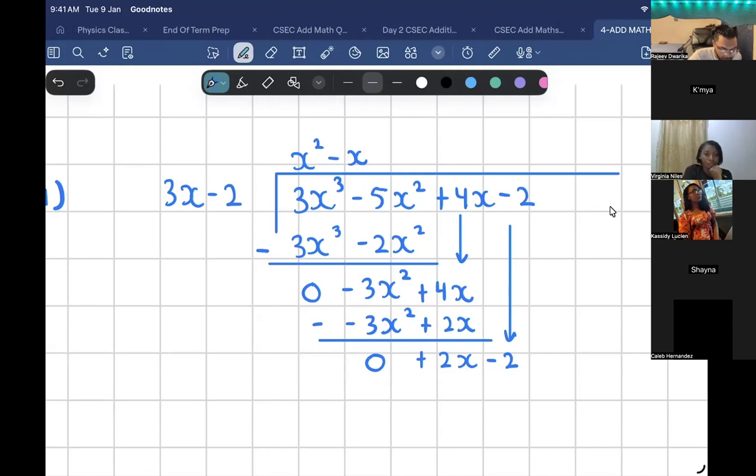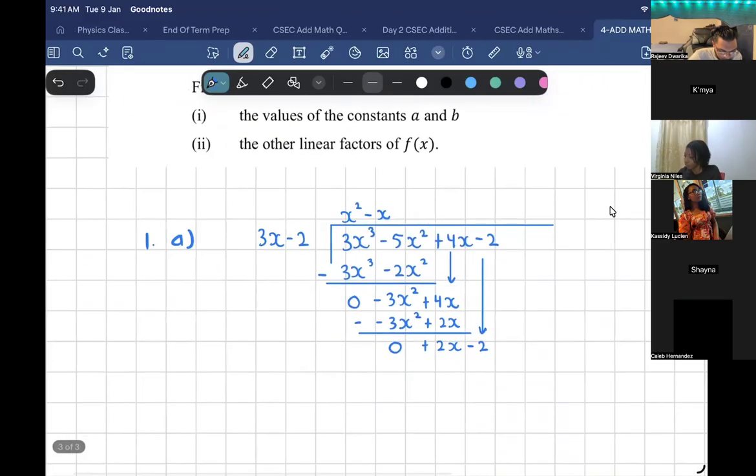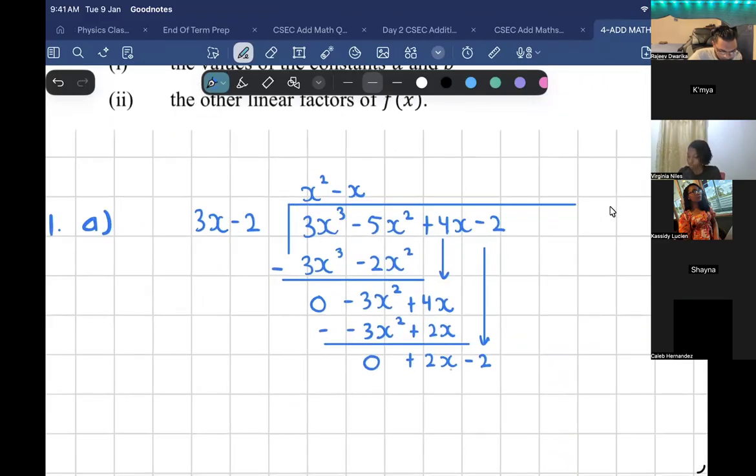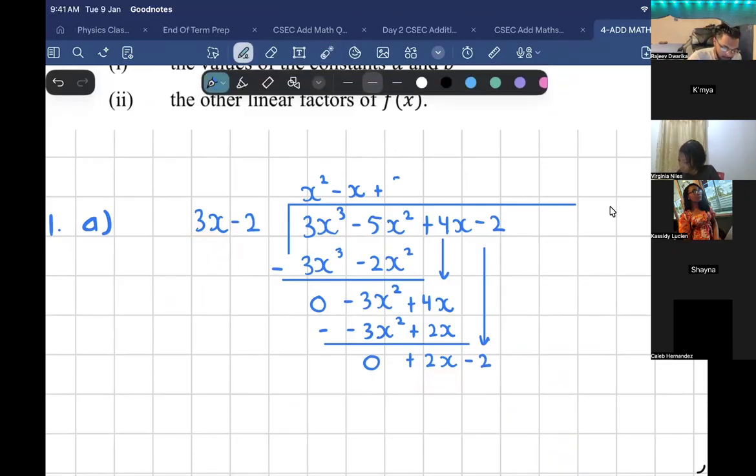So, you could say plus... okay, what would I have to multiply 3x by to get 2x? That might be a hard question. But that would be 2 over 3. You know why or not?